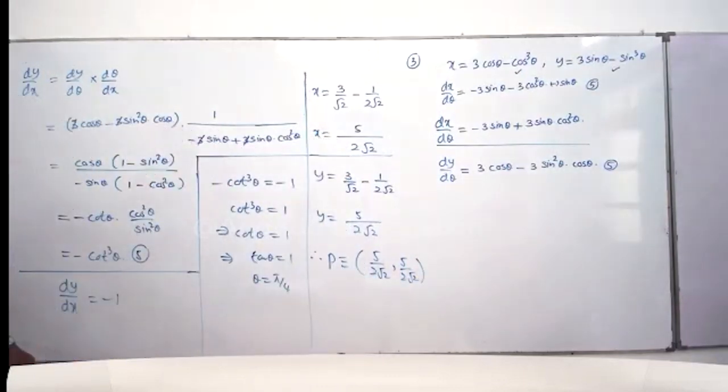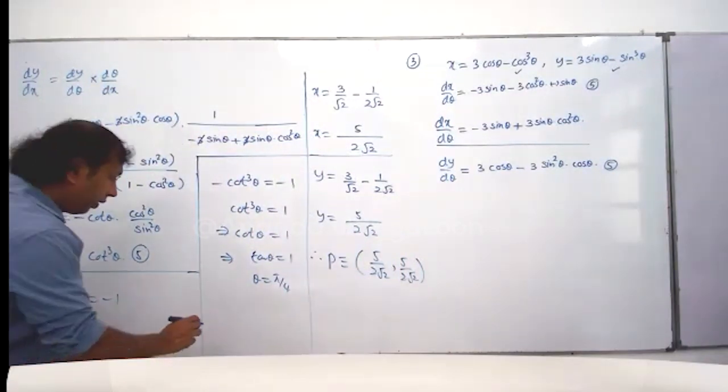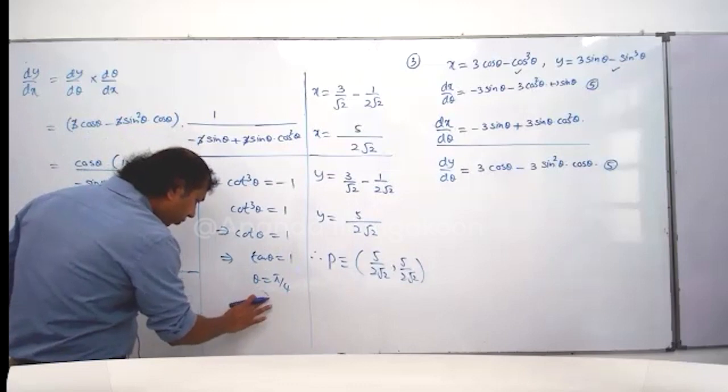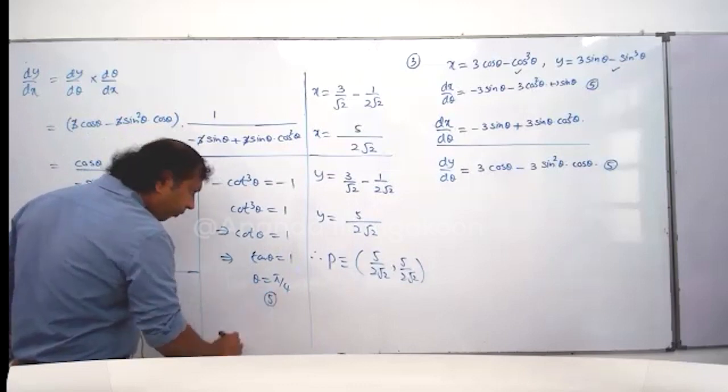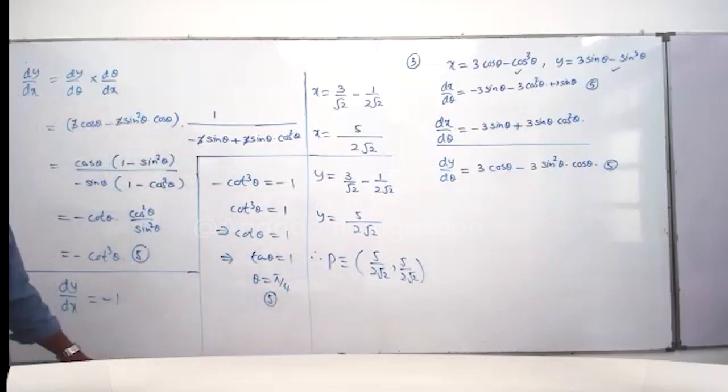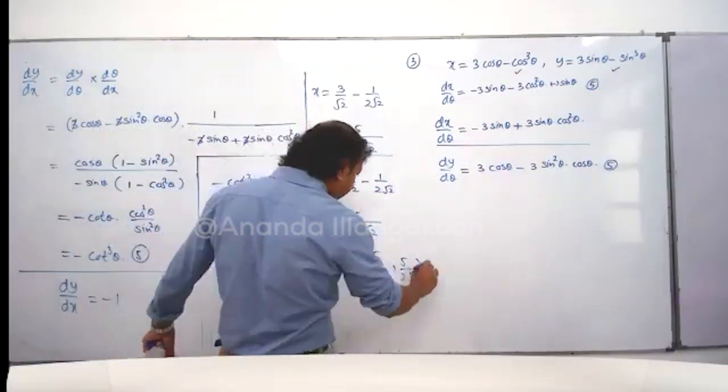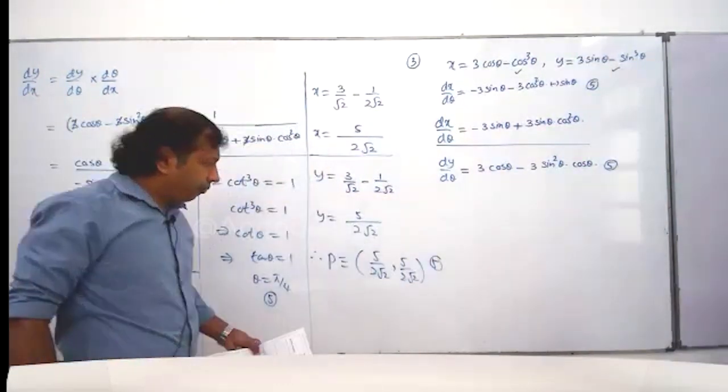Right. Now, the marks come in for this theta. 5 marks coming. Then 20 marks we got, and the final 5 marks come in for this coordinate. Right.